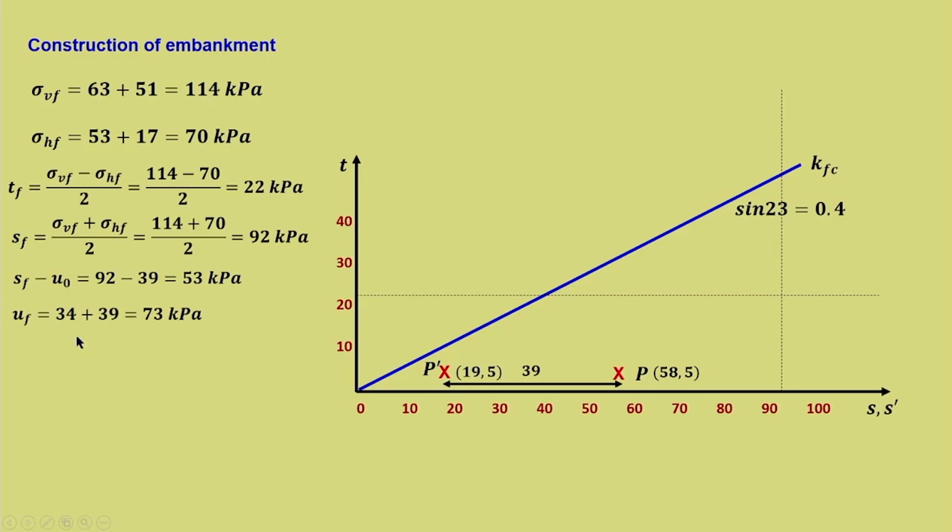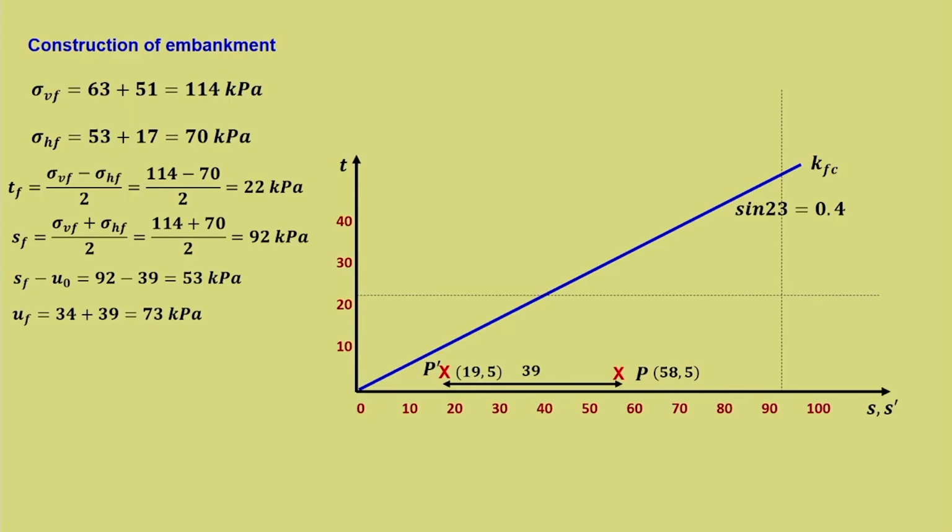So, Uf is equal to 34 plus 39, because in the previous slide we have seen that delta U because of embankment construction is 34, and initial is 39. So, total pore water pressure at final is 73 kilopascal. Why did I use this particular Sf minus U naught? This is to show that the total stress path here is translated to a total stress path here, that is the T minus U naught stress path.